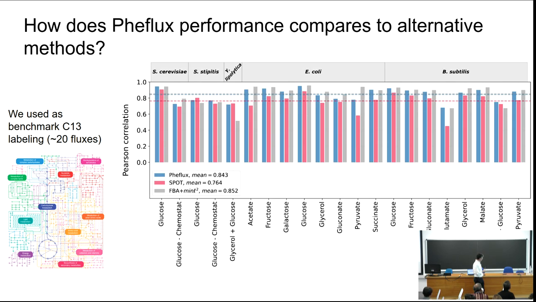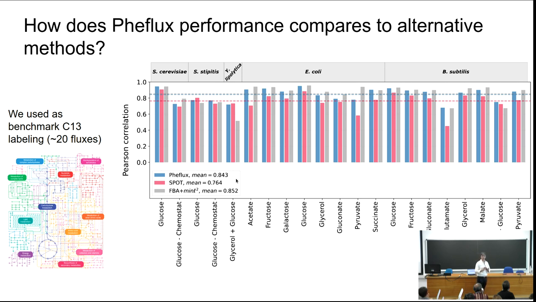There are five microorganisms. B. subtilis and E. coli have several conditions depending on the type of carbon source that is being fed into the system. And on average, FIFLUX produces a better result compared to SPOT.